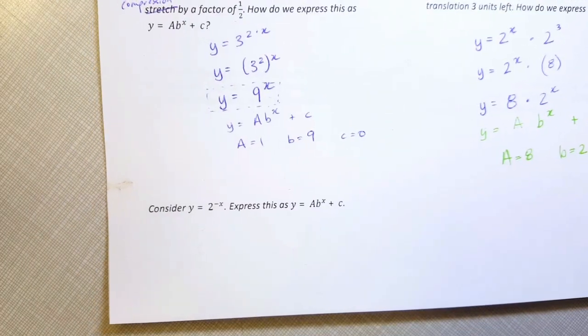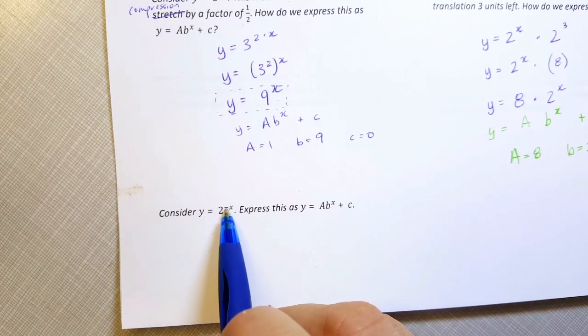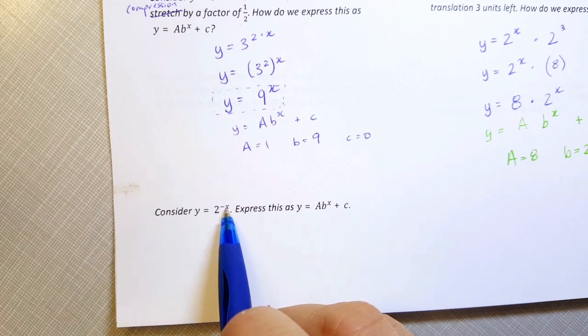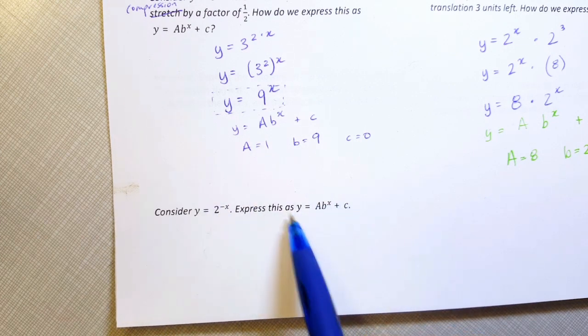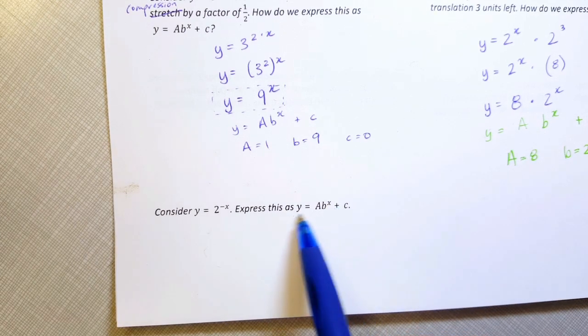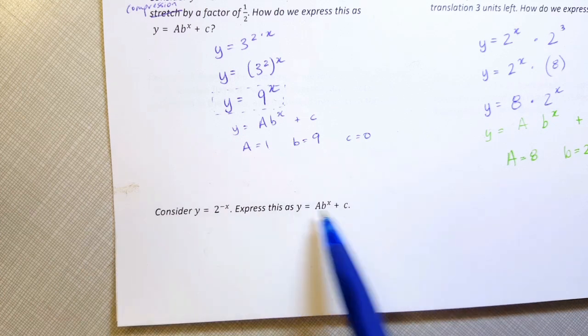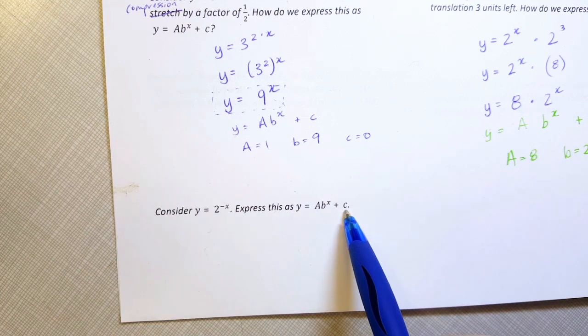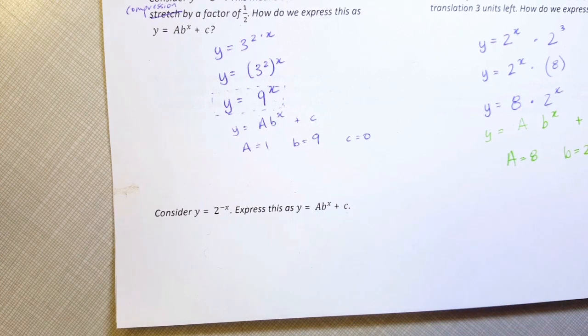Okay, moving on. So if I look at this, y is equal to 2 to the negative x. Well, remember, if there's a negative in front of the x, that means a reflection in the y-axis. So again, I only want a positive exponent if I'm using this format right here for exponential equations. Again, a vertical stretch and a vertical translation. So how do I change this, which has a negative exponent, into something with a positive exponent?